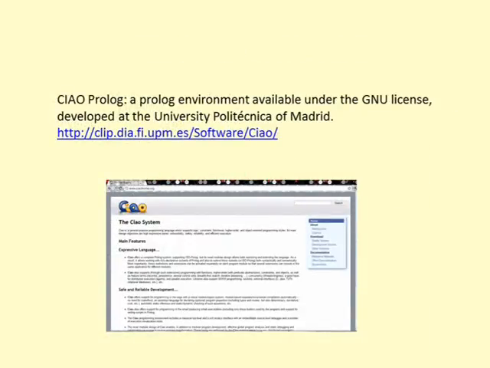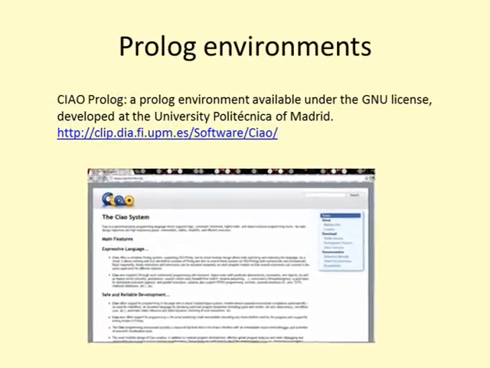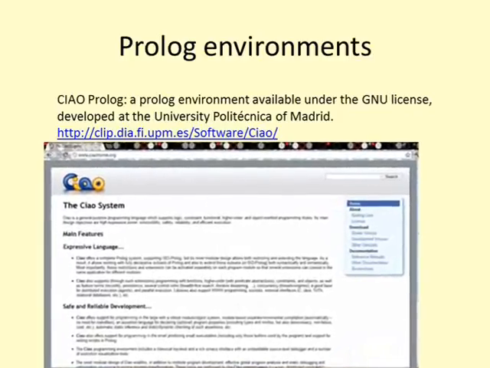Ciao Prolog is available under a GNU license, developed at the Polytechnic University of Madrid. It offers a complete Prolog system supporting ISO Prolog, and its design allows restricting and extending the language.